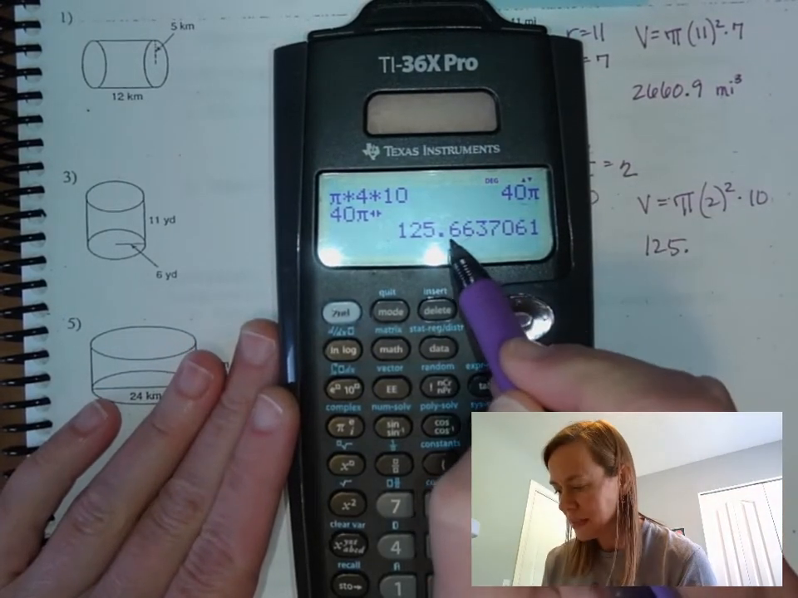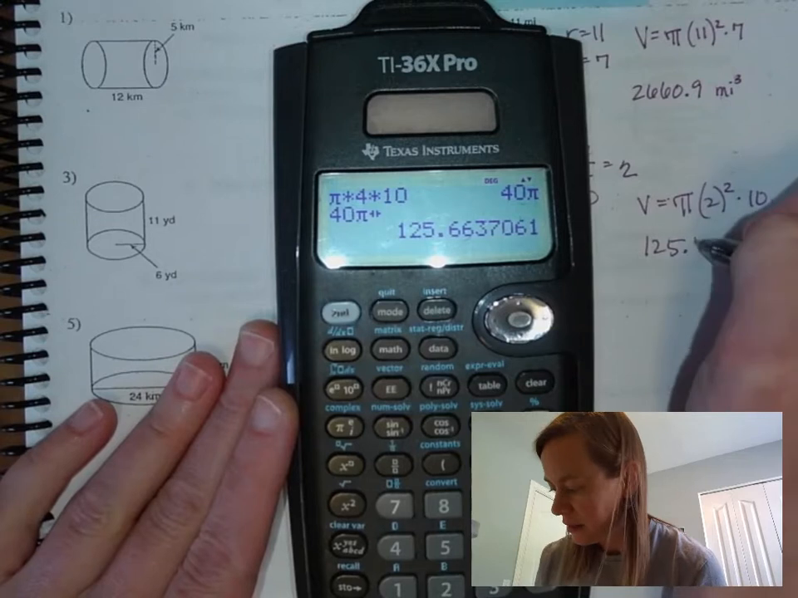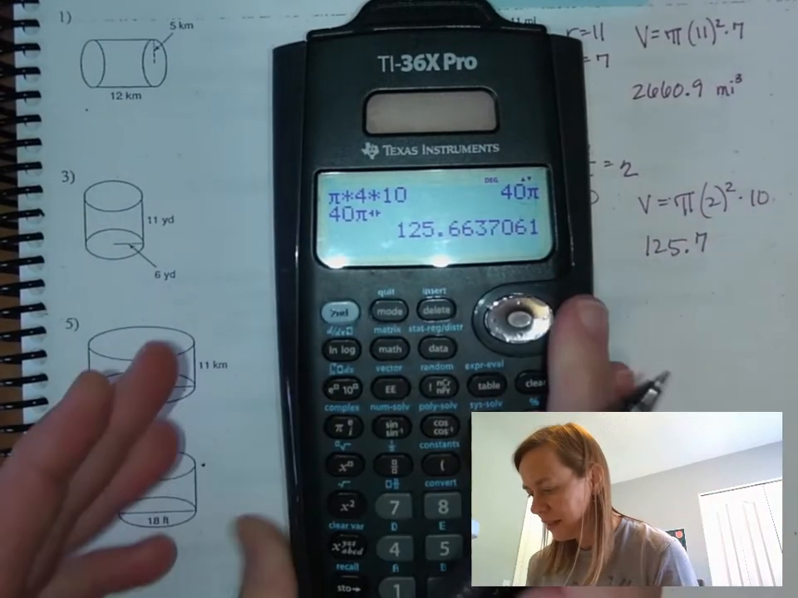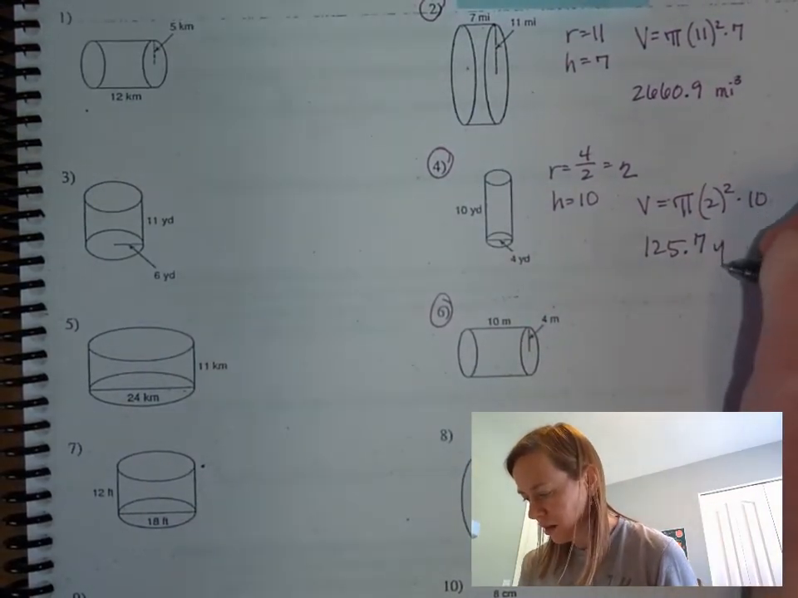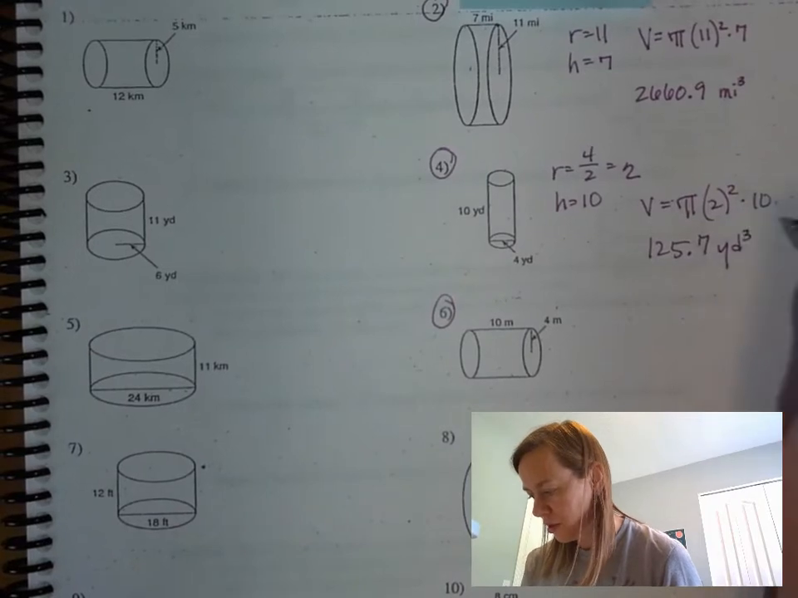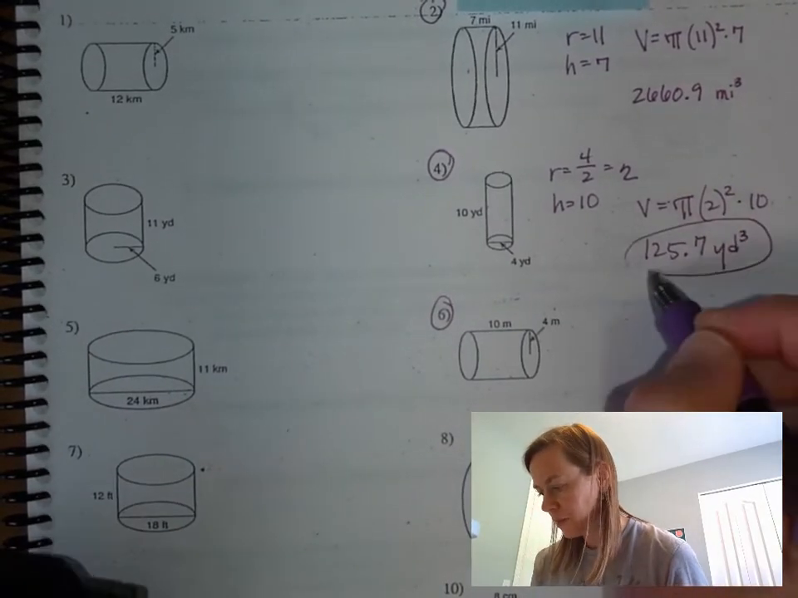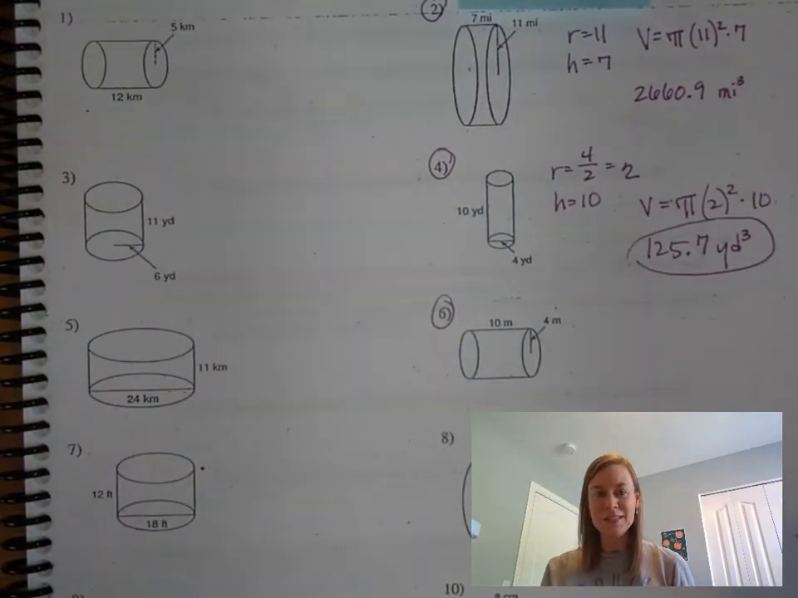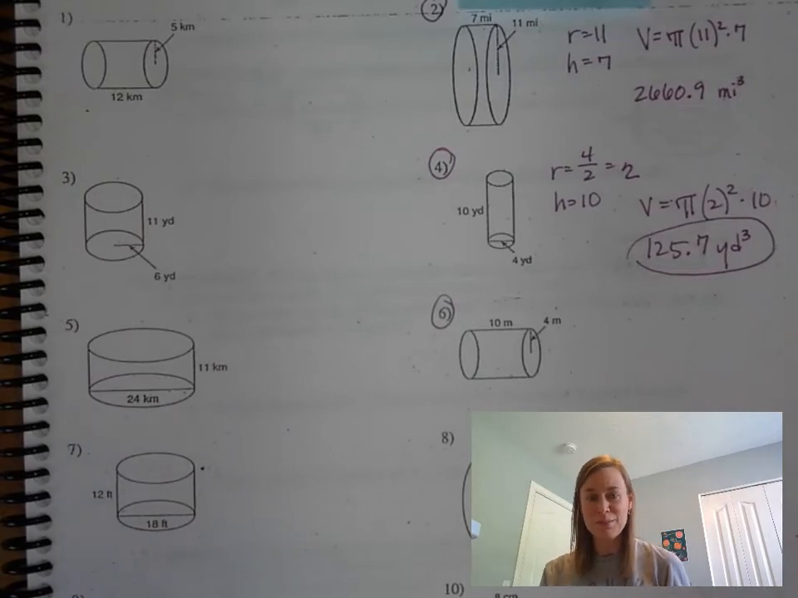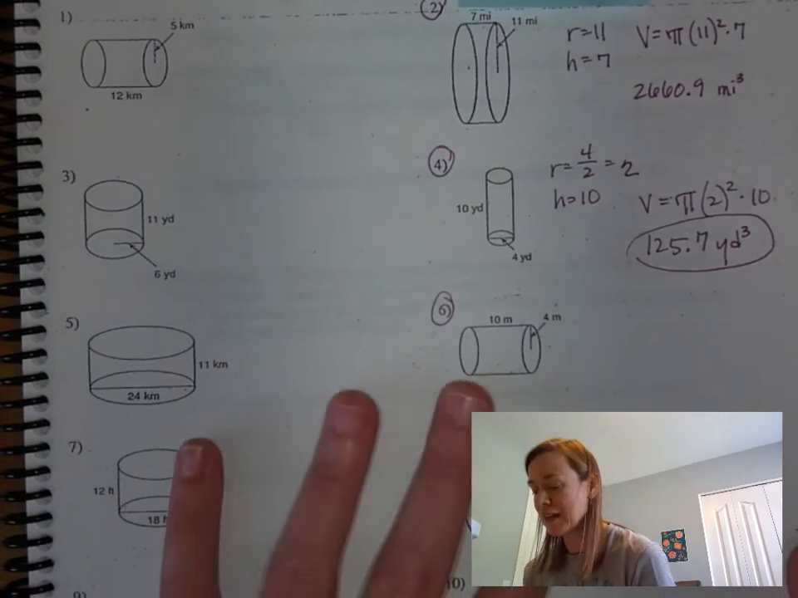I'm going to round this up to a 7 because I want to go to the nearest tenth. So 0.7. And now let's talk about units. It looks like it was yards, and those are going to be cubed because it's volume. So that was number 2. Let's look at that was not number 2, that was number 4. Let's look at number 6 also, and then like I said, we'll do one word problem together.